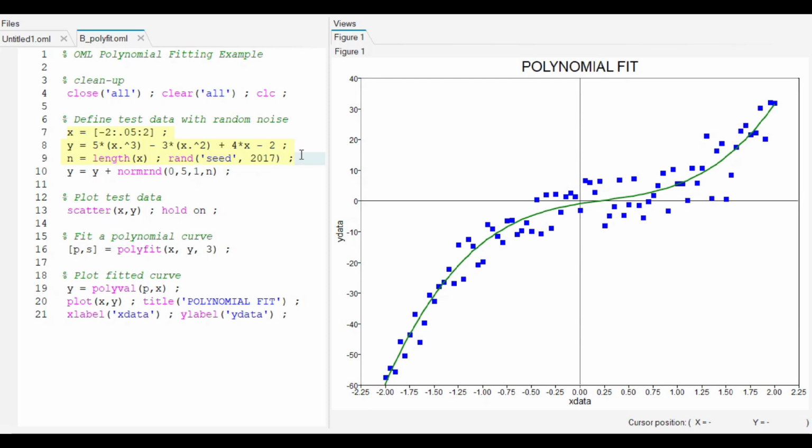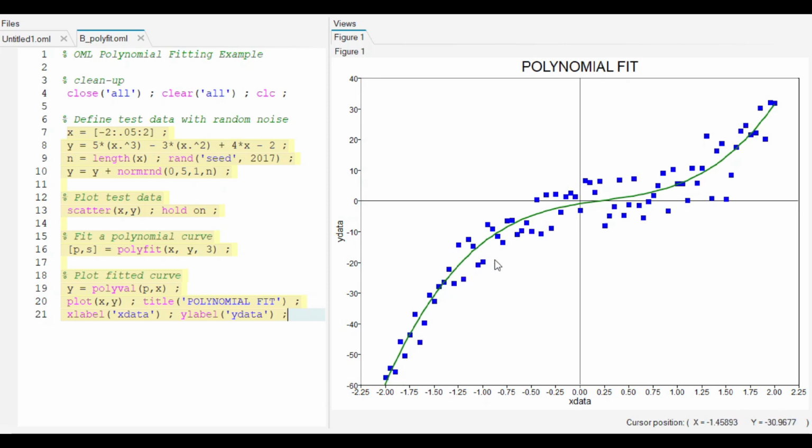Let us summarize what we learned. We generated data using a cubic polynomial equation. We added random noise to simulate real measurements. We visualized the data using a scatter plot. We used polyfit to determine the best-fitting polynomial. We used polyval to generate the fitted curve. Finally, we compared measured data with the mathematical model.